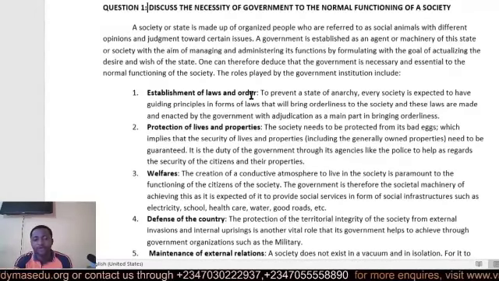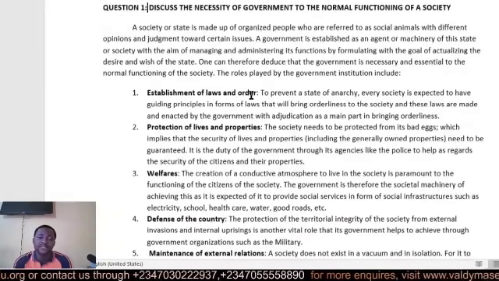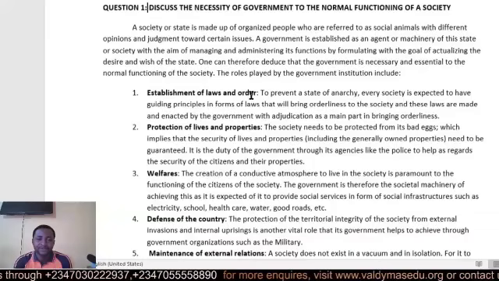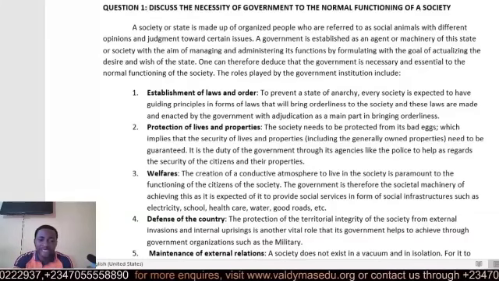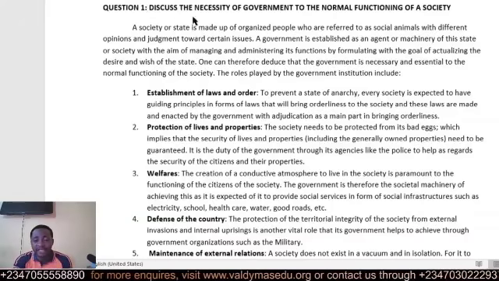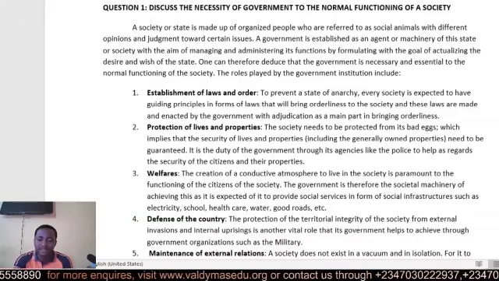So far we've been able to look at some of the reasons why a government is necessary to the functioning of a state, and we've been able to look at the points and establish them as expected.